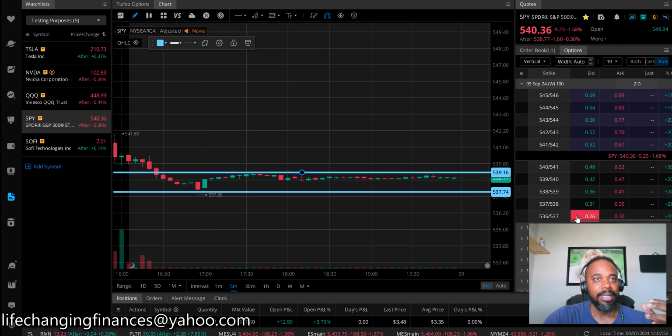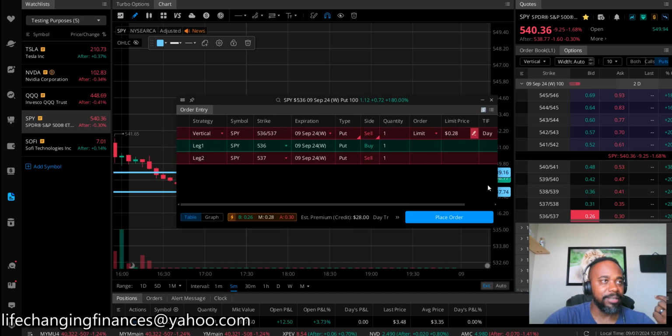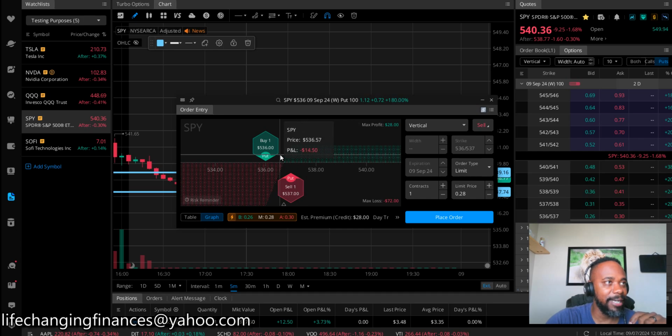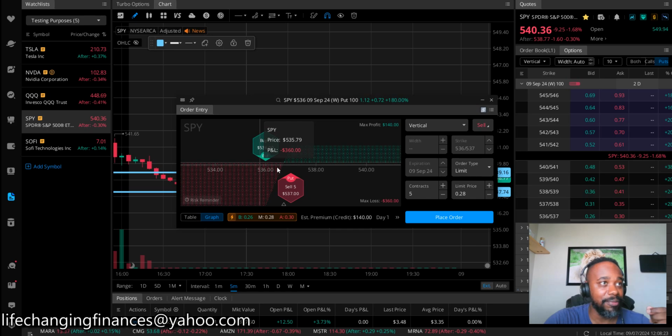So if I want to do a put credit spread, I would do a sell order. Okay. And so if you look at the graph here, it's saying that if the price goes below 536, then guess what? You could potentially lose $72. But remember, you can always do more than one contract. So you could do five contracts. You can do whatever it is you want to do.